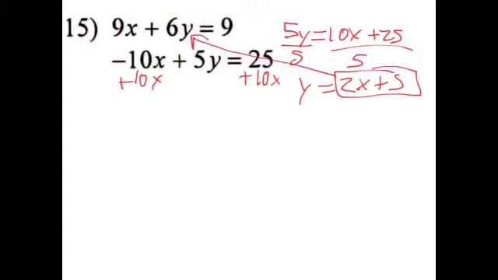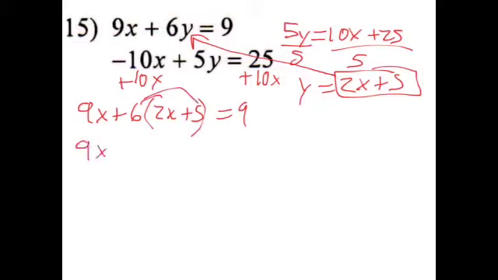Make sure you plug it into the other one. I got 9x plus 6 times 2x plus 5. On the right side I have 9. I need to get x by itself, so distribute that through. You'll have 9x plus 6 times 2x, which is 12x. And 6 times 5 is 30, so plus 30, right side equals 9.